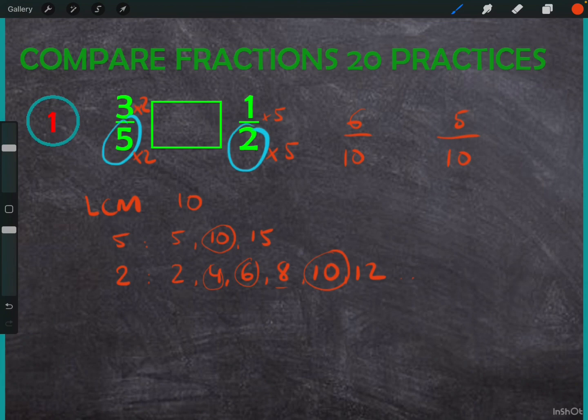Now we have the two new fractions with the same denominator, 10. To compare them, we only need to compare the two numerators, 6 and 5. We see that 6 is greater than 5, so 6 over 10 is greater than 5 over 10, or 3 over 5 is greater than 1 over 2. That's the answer.